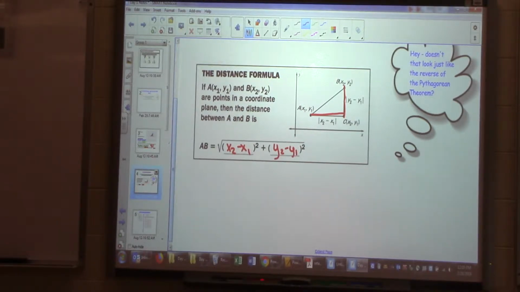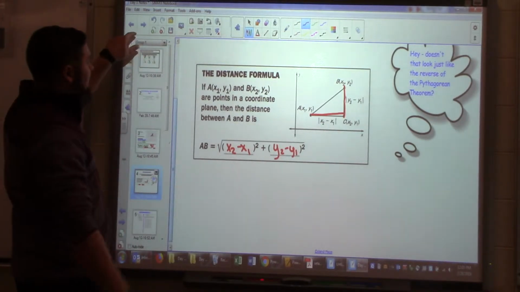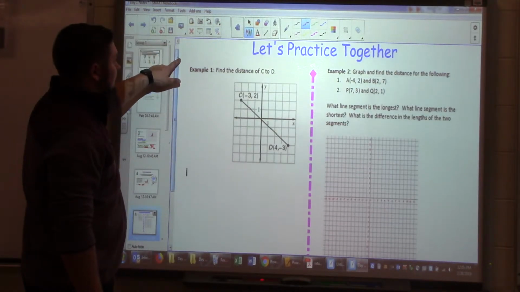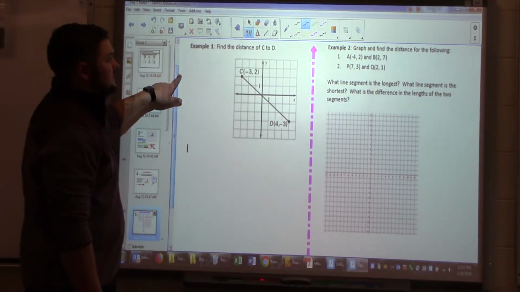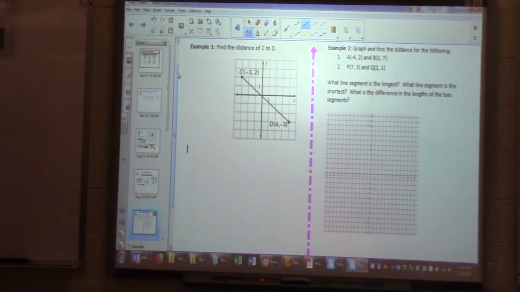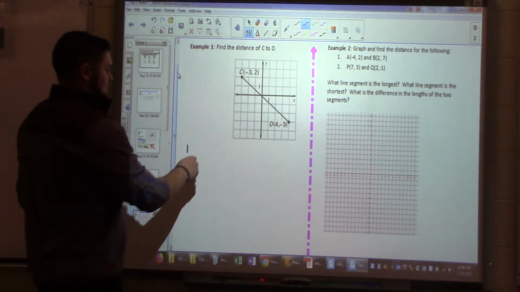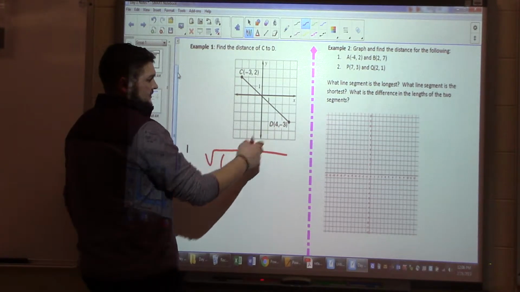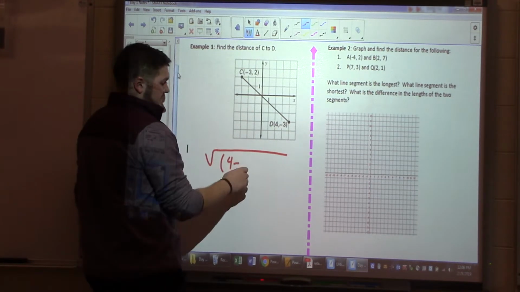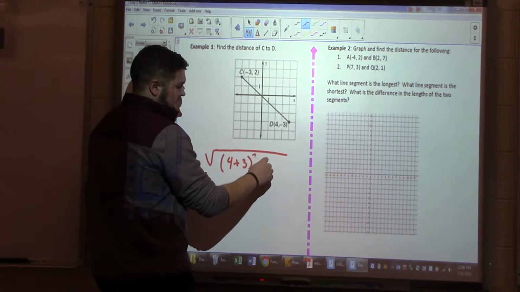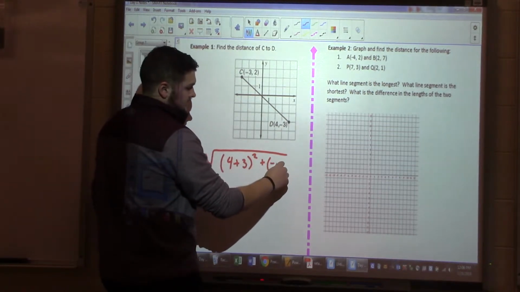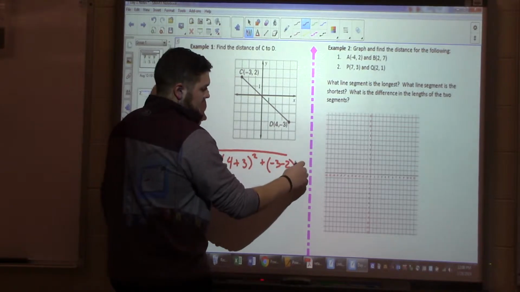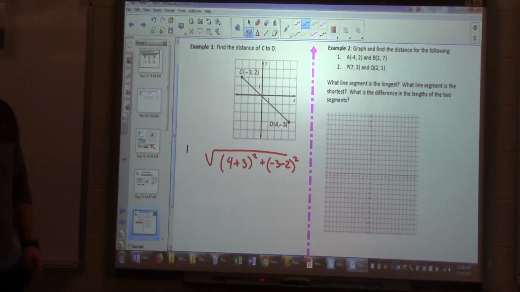Any questions so far? I know I kind of flew through that, but I want to go quick. Okay, let's keep going then. Find the distance of C to D. So, use our distance formula. Square root x2, 4, minus x1, so plus 3 squared, plus y2, negative 3, minus y1 squared. Hey, does it matter which order they're in?